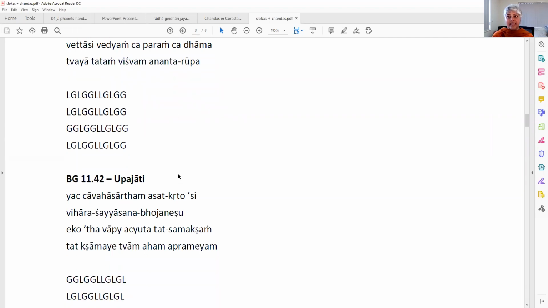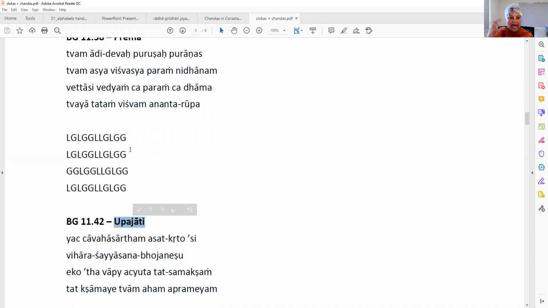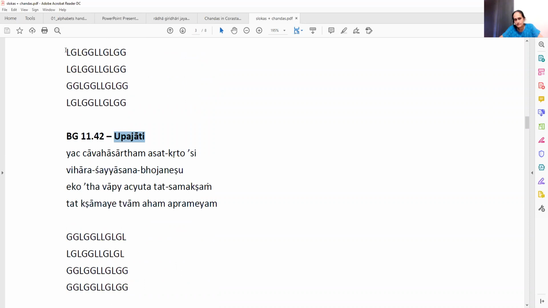The next one here is Ichhavaha sartham asatkritosi vihara shayyasana bhojaneshu, ekotha papyachyuta tat samaksham, takshamaye twamaham aprameyam. This is in Upajati. The tune is the same, and these actually fit together. Why are they different? Because if you look, the patterns are different. So it's Lagu Lagu Guru, whereas this is Guru Guru Lagu Guru.